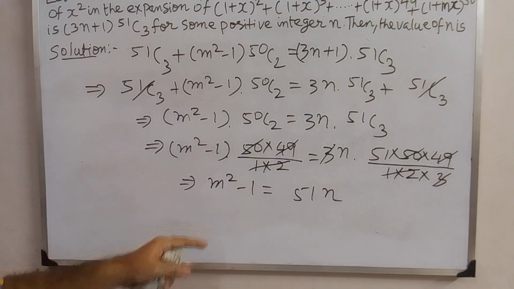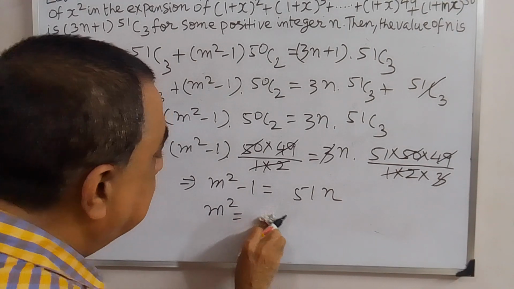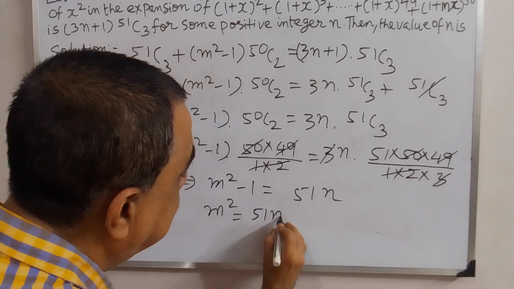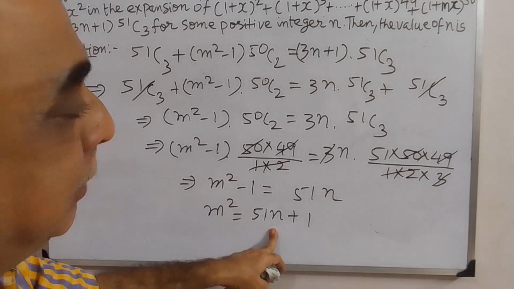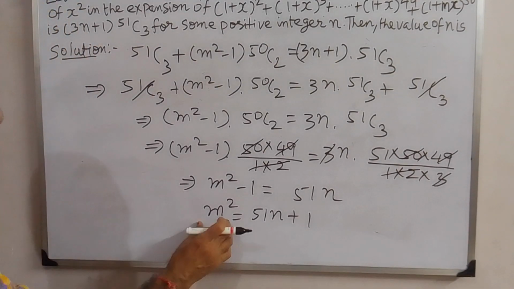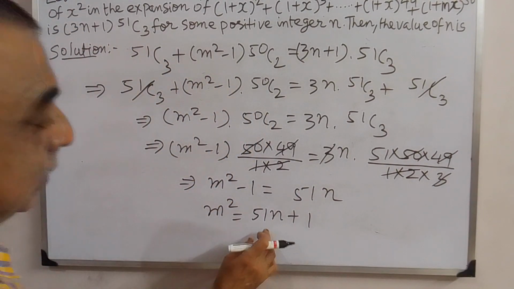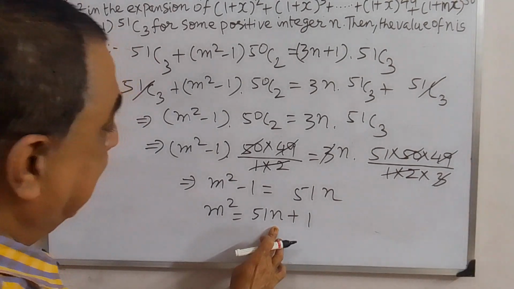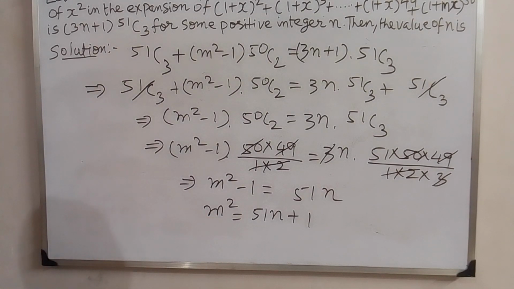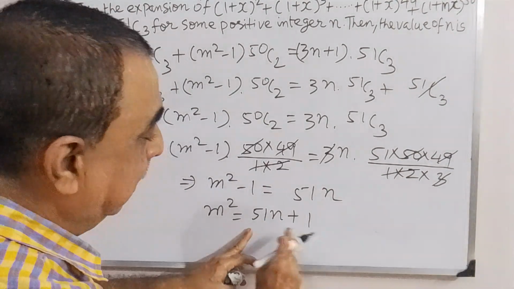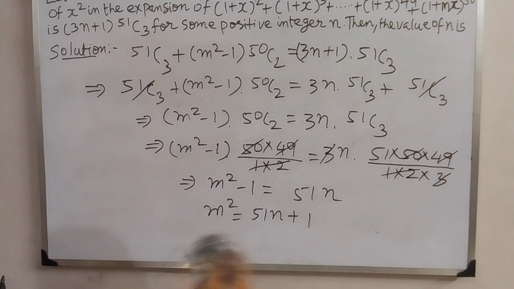Now check, what will we get from here? m squared is equal to 51n plus 1. Now we will put different integers for n. We have to find the value of n satisfying this equation, where m is the smallest positive integer and n is a positive integer. Now we will put different values of n so that we get a square of some positive number. So 51n plus 1 should be a square of some positive number. So we have to find that.